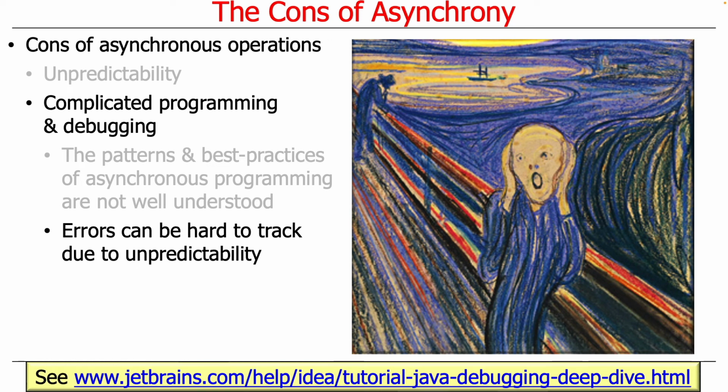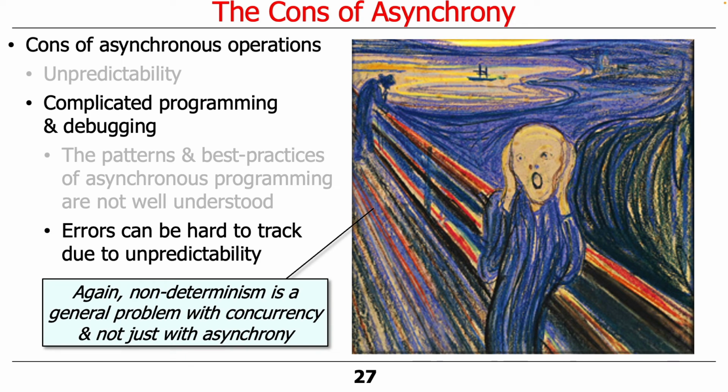And errors can be hard to track down because things are occurring in different orders and so on. Again, non-determinism is a general problem with concurrent programs, not just with asynchronous programs. So whenever we talk about anything having to do with concurrency and parallelism and asynchrony and so on, that's going to be an issue. It's usually just a matter of learning curve.